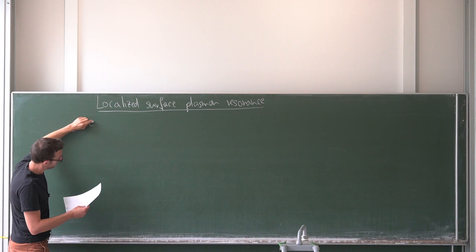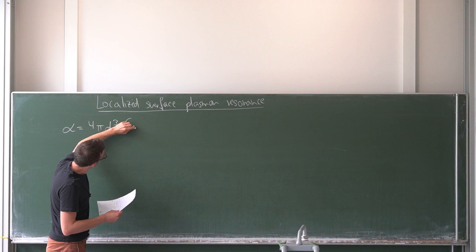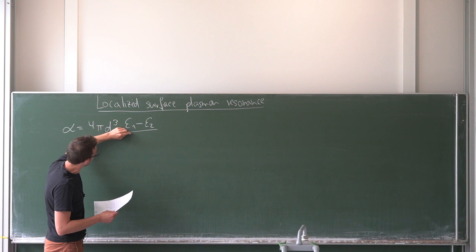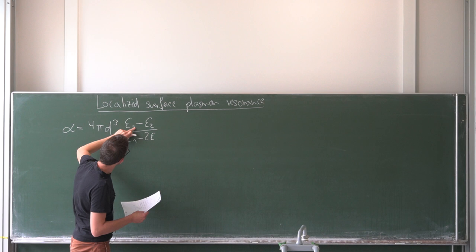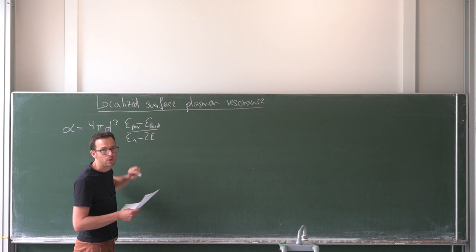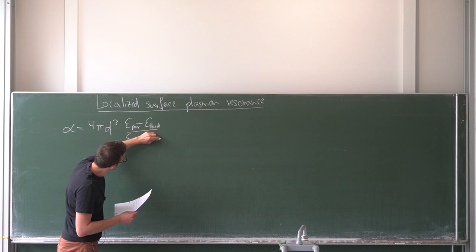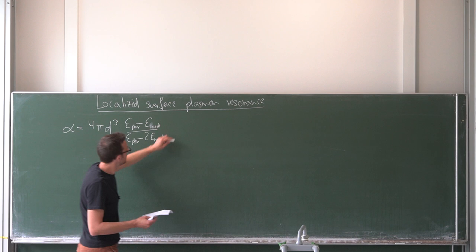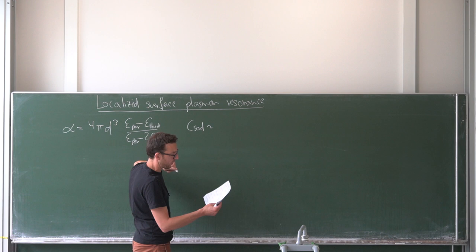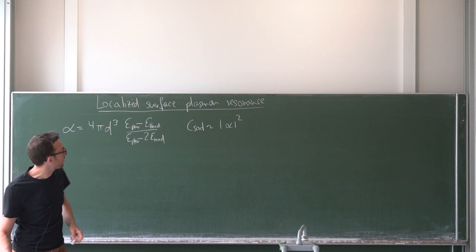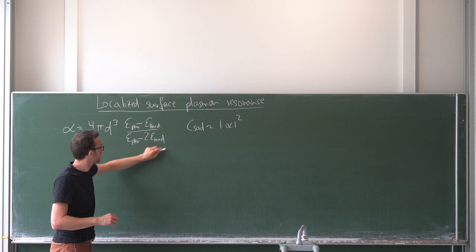Four pi d cubed, epsilon particle minus epsilon medium, divided by epsilon particle plus 2 epsilon medium. Let's not make a mistake, let's call it particle and medium, so we don't confuse it with the real and imaginary part. And we also know that the scattering cross-section, C scattering, is proportional, among other things, to alpha squared. So long story short, the scattering depends on this product here.